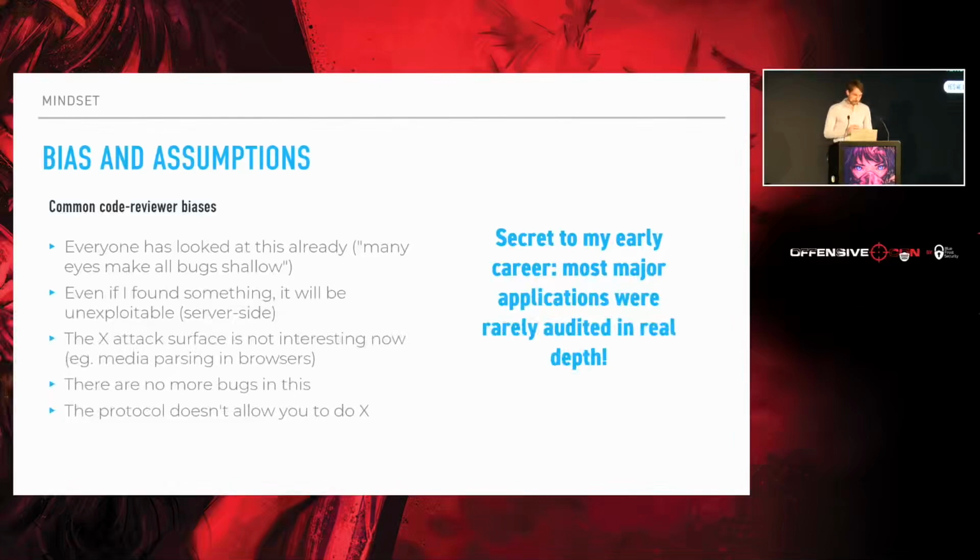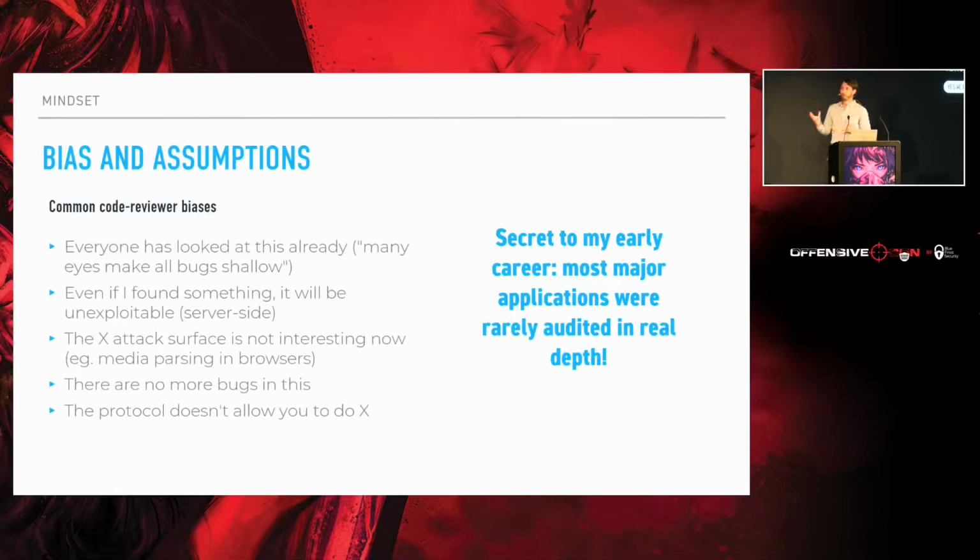The last thing I wanted to talk about here was bias and assumptions. I think that when you're looking through code, a lot of vulnerabilities you find are the result of assumptions that a programmer makes, and that's pretty straightforward. But I think actually the security research community has a number of biases and assumptions that you can fall prey to from time to time, and they have an opportunity cost of you missing out on finding some potentially cool vulnerabilities. The first one that I encountered early in my career was everyone has looked at this already.